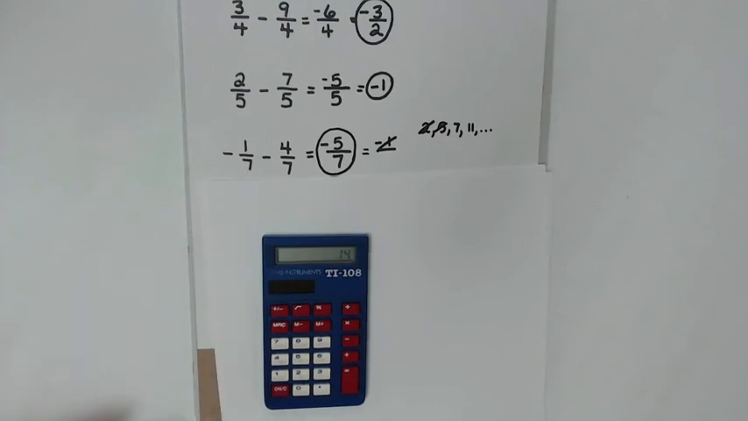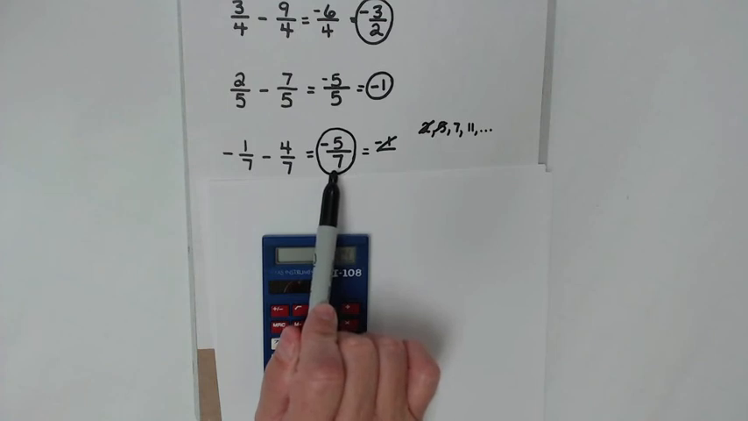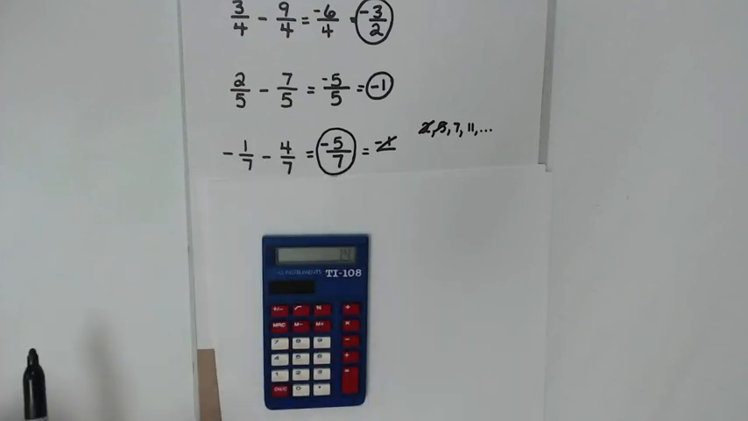So if they have the exact same denominator, simply use that denominator in your answer and combine those numbers in the top up there.